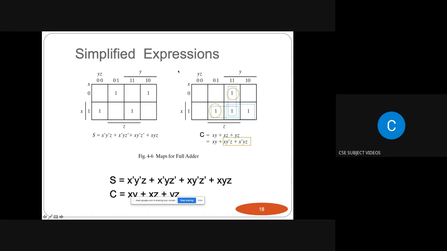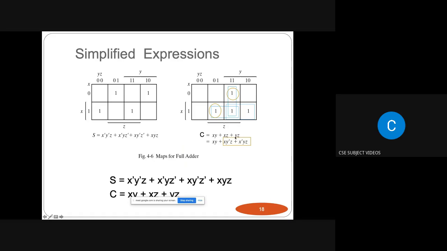So while plotting this in K map, we'll be having 0, 1, 2, 3, 4, 5, 6, 7. So here we are having 3 pair possibility. So we can write the C expression as C is equal to xy plus xz plus yz.